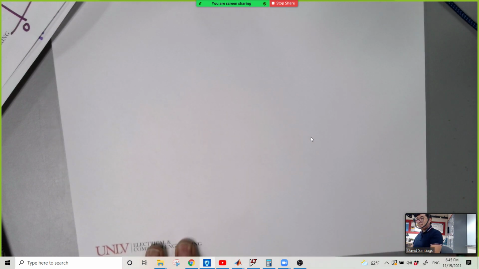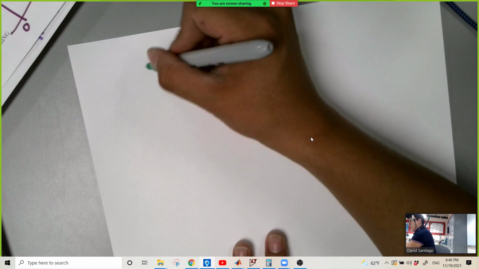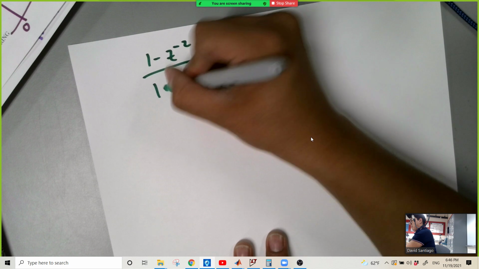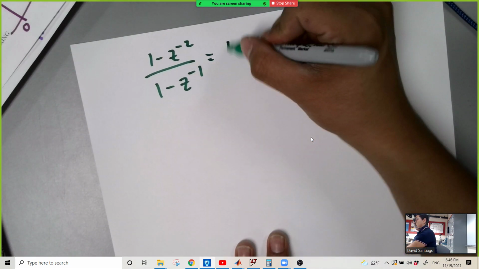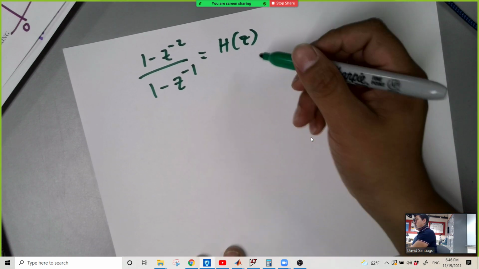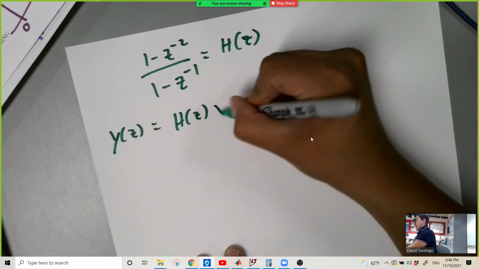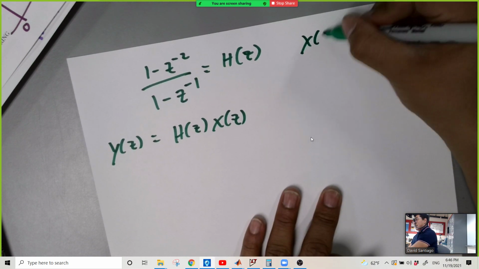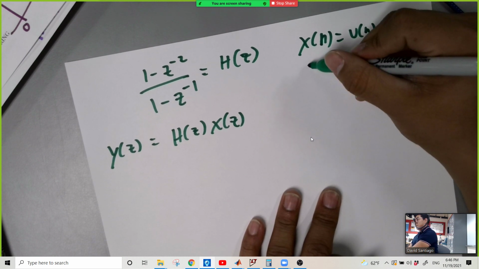Okay, so suppose you had the following function, like 1 minus z to the minus 2 over 1 minus z to the minus 1, right? Something like that. And this is equal to H of z, right? So you know that Y of z is equal to H of z times X of z, right? But if x of n is equal to u of n, right? What's the z transform?